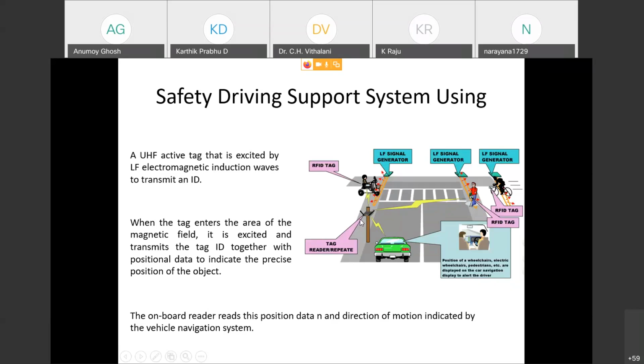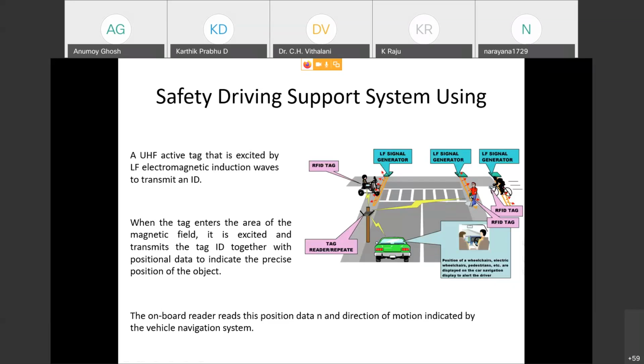What will the repeater do? The repeater will collect all the information from all the cars which are entering this zone, and then send it to the controller through the middleware. The controller will decode the GPS information. It will also decode the speed by the Doppler calculation, and the position and the speed of each vehicle and pedestrian will then be given out by the reader in every direction.